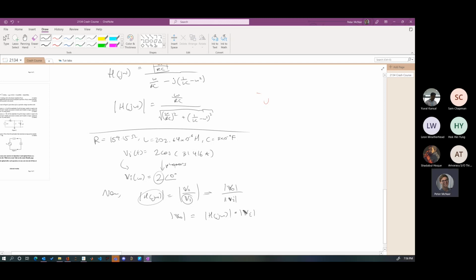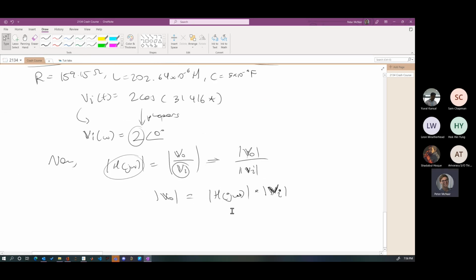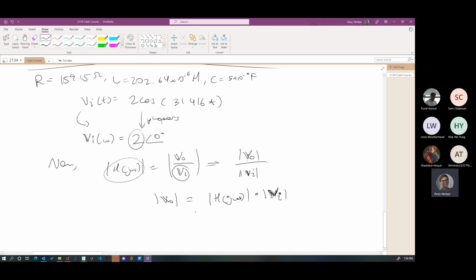This is the nice thing about the frequency domain. If this was in the time domain, we'd have something called a convolution. But here we just get to multiply our transfer function, which is essentially what the circuit does to the signal, by this input signal, which is our cos. We know Vi is 2, so it's 2 mod H of j omega.